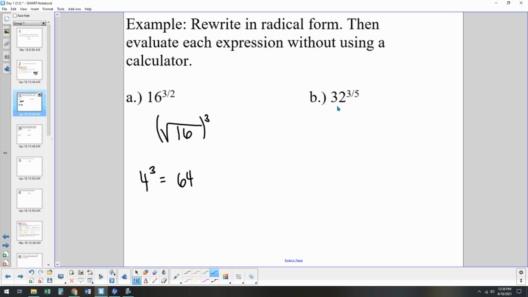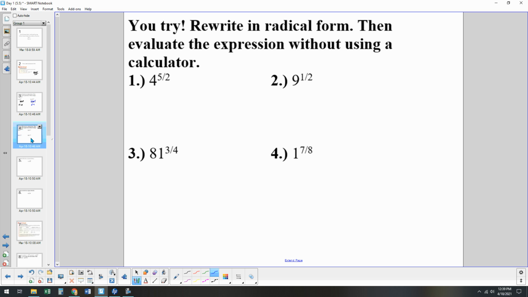All right, let's look at B. Power over root. So the fifth root, so we'll start there, of 32, and the power is 3, so to the third power. So the fifth root of 32 is 2, and 2 to the third power is 8. So you go ahead and try these, pause it, and then you can check your answer.